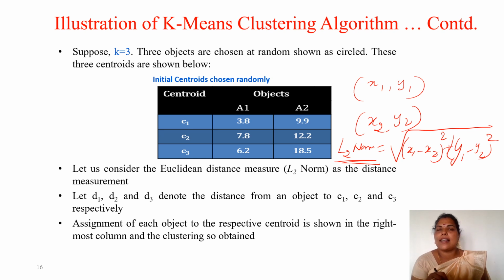It is not necessary that you only consider Euclidean distance. You can consider some other distance measures as well. Let D1, D2 and D3 denote the distance from an object to the initial centroids C1, C2 and C3 respectively. The assignment of each object to the respective centroid is shown in the rightmost column, and the clustering so obtained is in the next table.